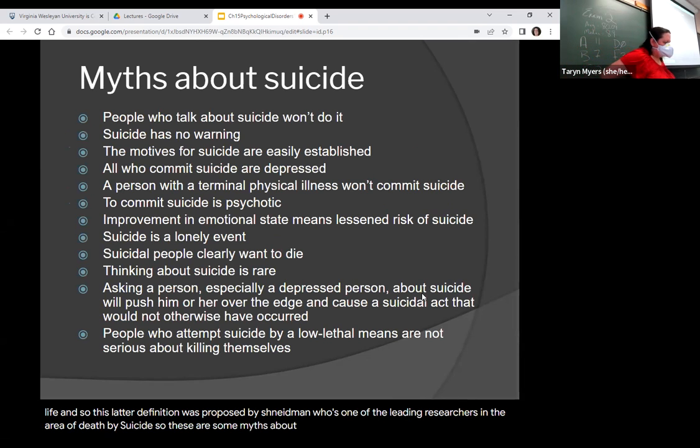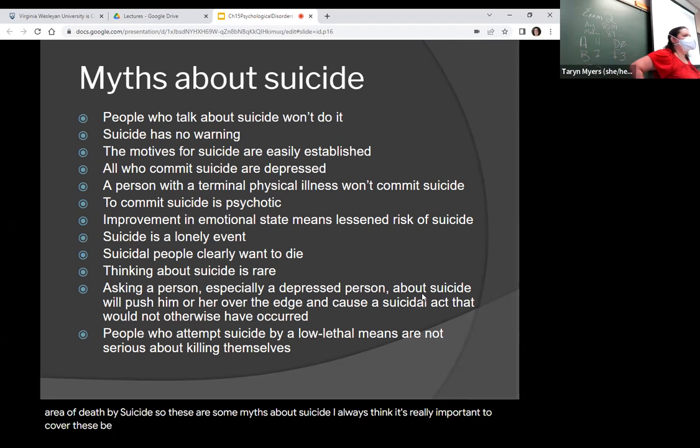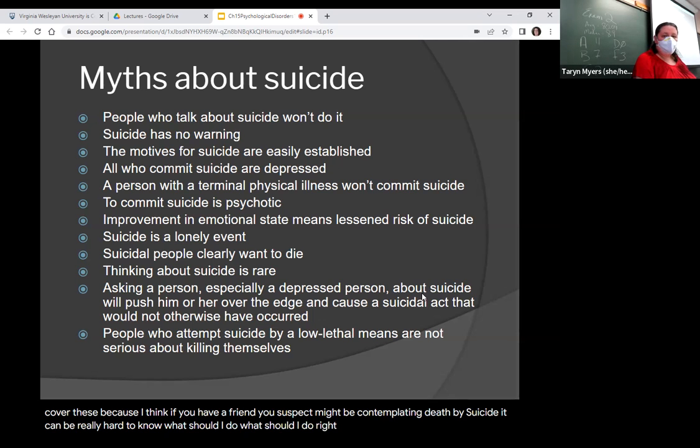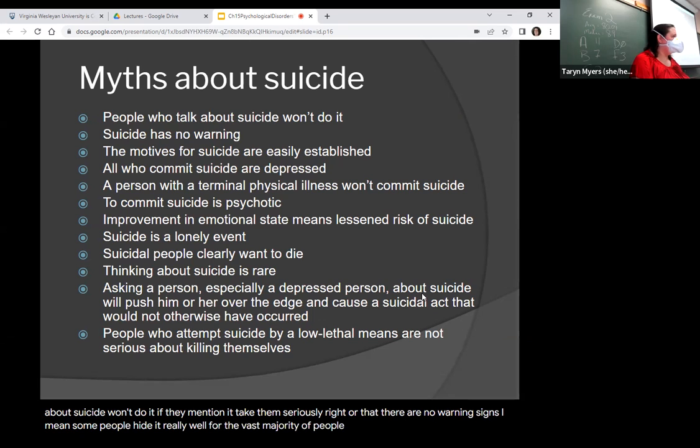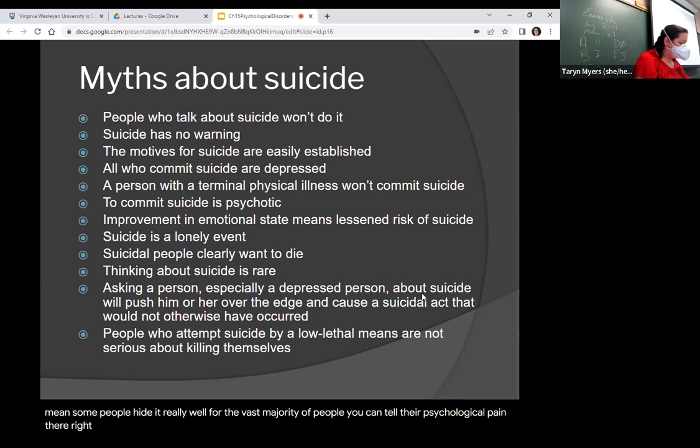So these are some myths about suicide, and I always think it's really important to cover these because if you have a friend you suspect might be contemplating death by suicide, it can be really hard to know what should I do, what shouldn't I do. A big myth is that people who talk about suicide won't do it. If they mention it, take them seriously. Or that there are no warning signs. Some people hide it really well, but for the vast majority of people, you can tell there's psychological pain there. It's not always easy to establish the motives for why someone died by suicide. If they don't leave a note, especially, we have no idea.